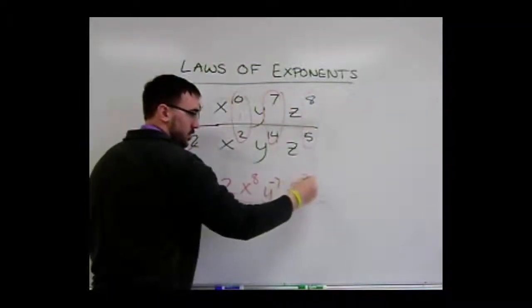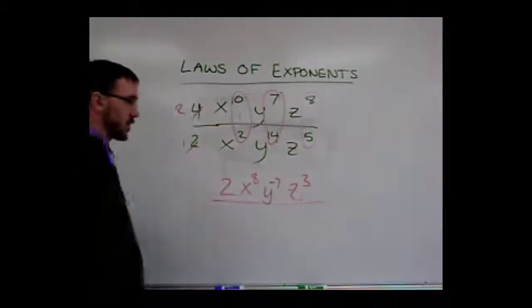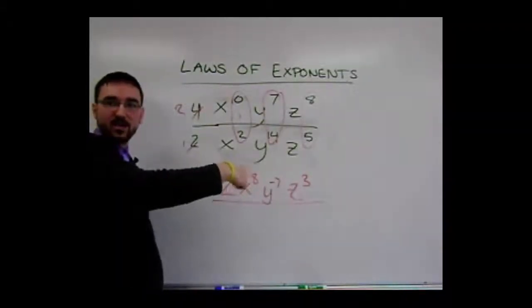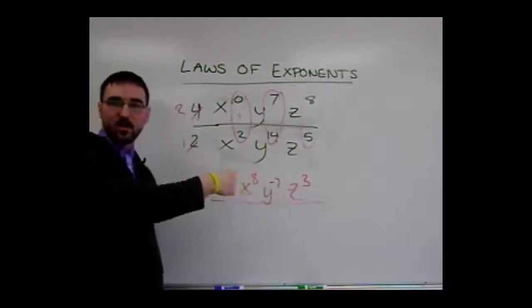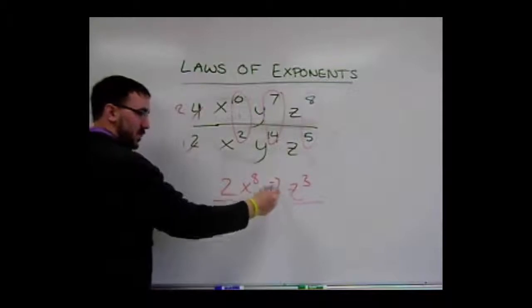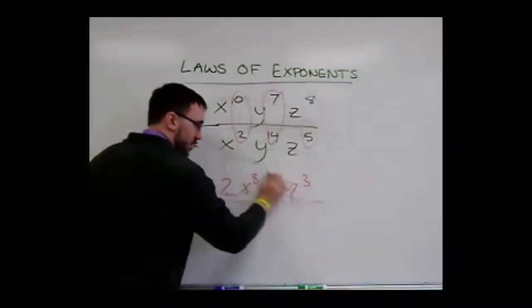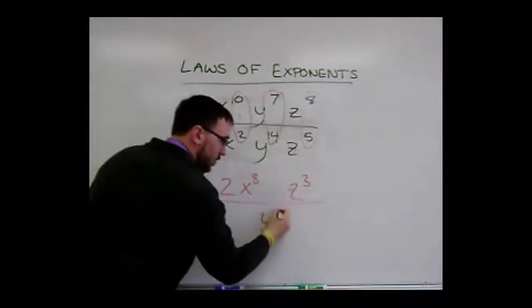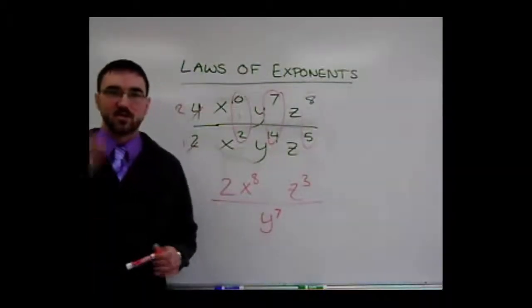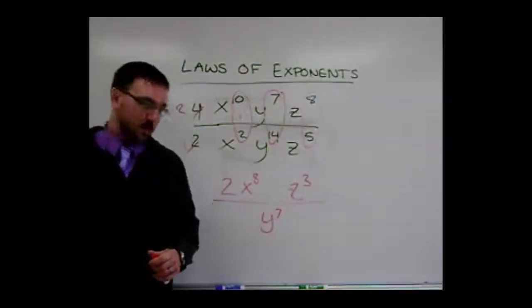So you just drop the y to the negative 7 at the bottom. Good. Okay, y to the negative 7th. We can't have a negative, right? No negative exponents in your answers. If you see them, you're wrong. Correct. Okay, y to the negative 7th, we're going to drop it down. Y to the 7th. So we got 2x to the 8th, z to the 3rd over y to the 7th. Easy peasy. Lemon squeezy. Good.